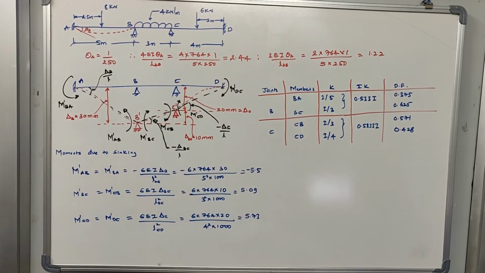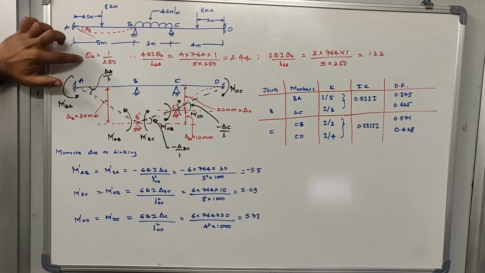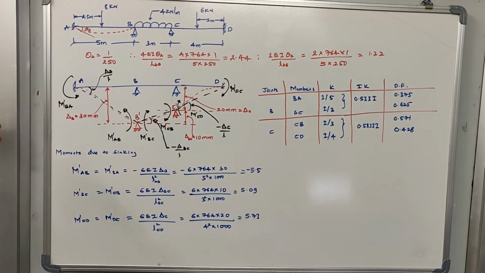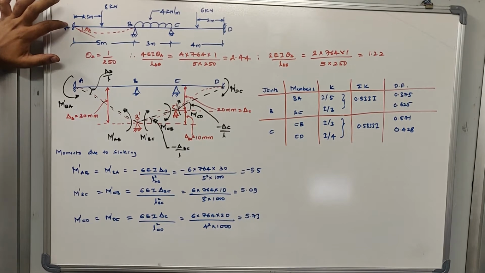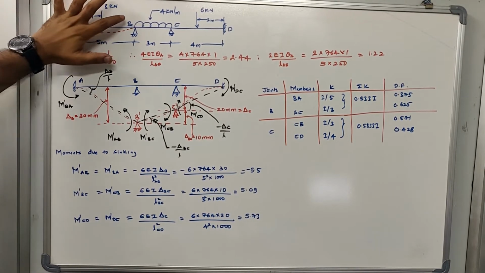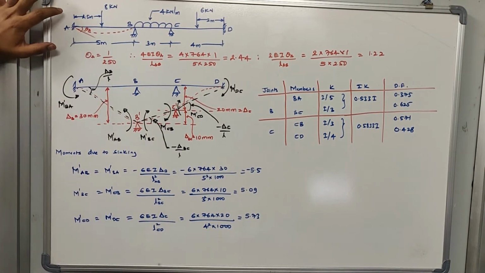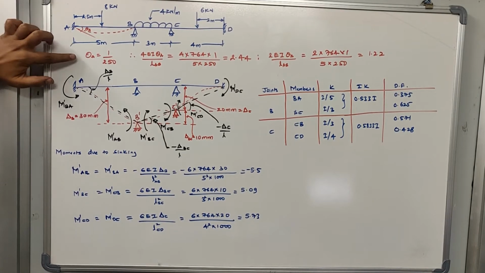Before that, with respect to our given problem, we'll try to understand how we account for the sinking of supports B and C, and how to account for this theta A value which is given to you. There are three movements given: the rotation taking place at joint A, then the sinking of support B and the sinking of support C. We need to accommodate all of these three. So first we will go one by one. First we will include theta A.